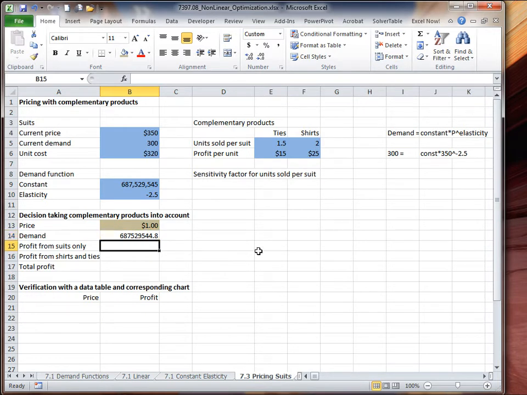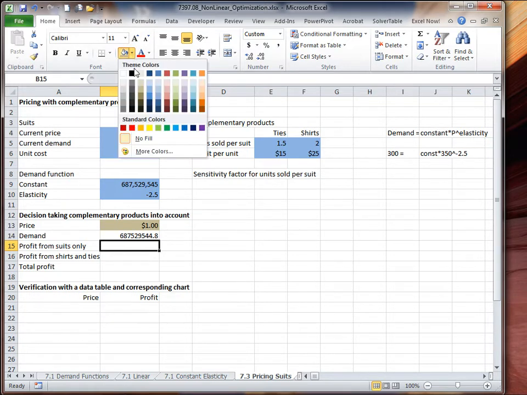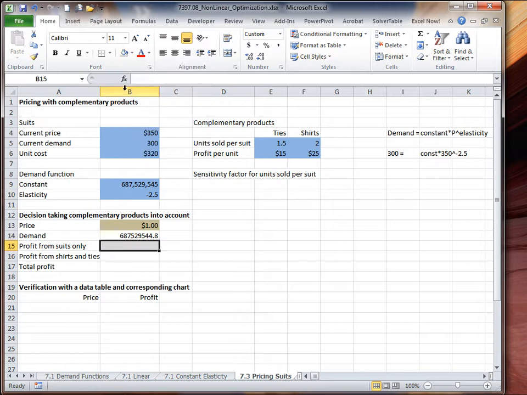How much profit do I make from suits alone? Well, let me set this up as an objective function for the first go round. The profit from suits is going to equal the demand from suits times whatever price I charge minus the unit cost, right?